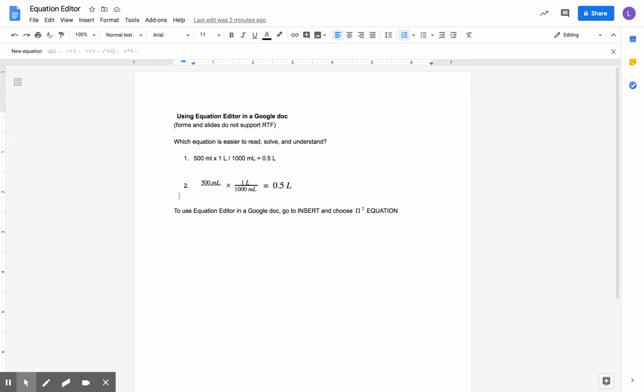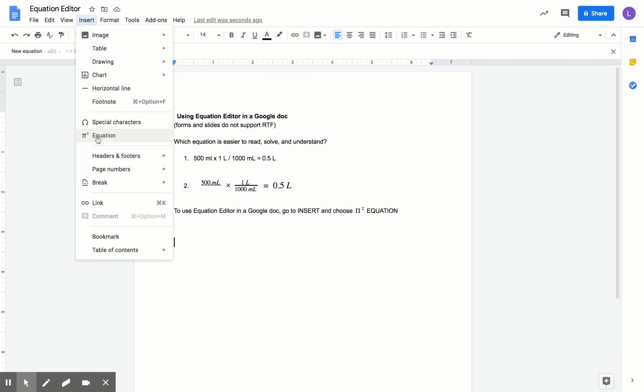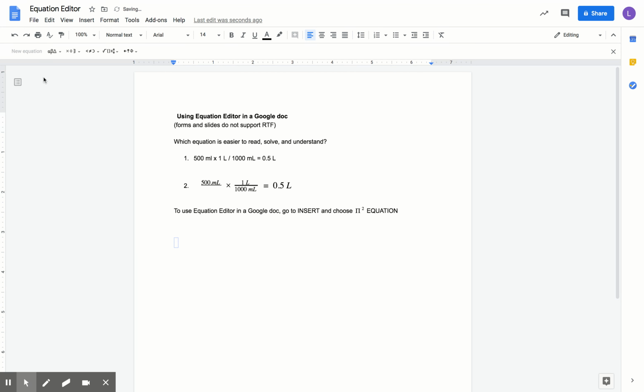To use Equation Editor, you're going to click where you want your equation to be, and you're going to go up to the Insert menu, and you're going to choose the pi squared equation. That brings up for you 4 little submenus here. The first one is Greek letters. So maybe if you wanted to use a delta for something, like when you're doing MC delta T, or if you happen to need another one of these symbols, you can use this.